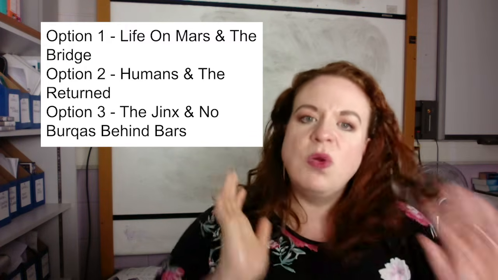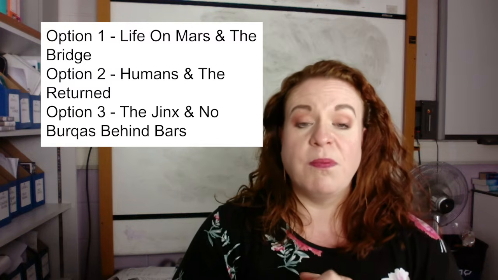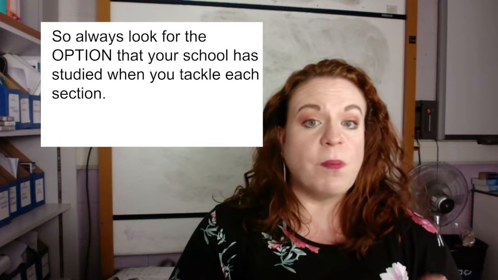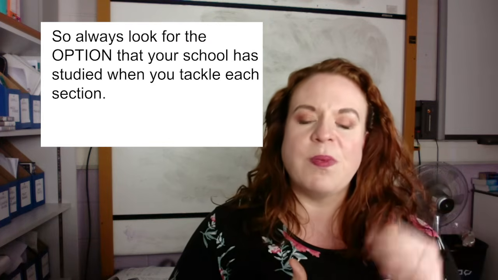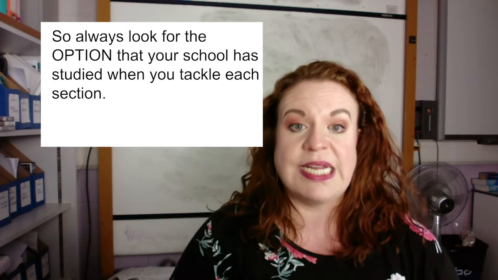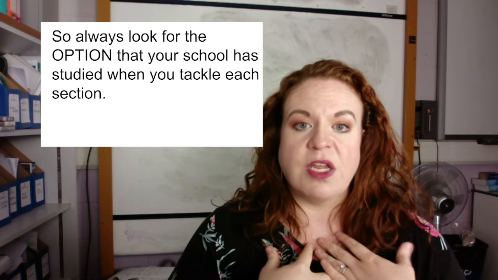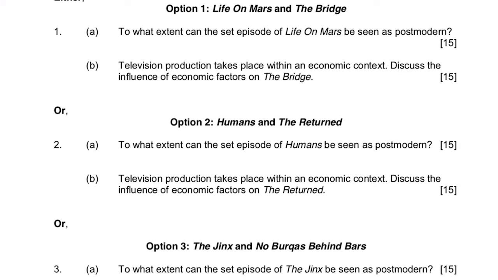So what I don't want to happen is I don't want you to get in the exam, open up the paper, see a question about Life on Mars and have a breakdown because you've not been taught it. You need to be prepared mentally, right, I'm going to open up the paper, section A, where is the section about the topics that I have studied? So for example, at my school, we study Humans and The Returned, which is option 2. So my students will look for that option 2, Humans and The Returned.